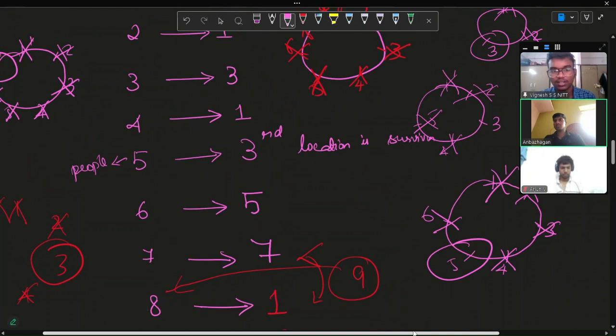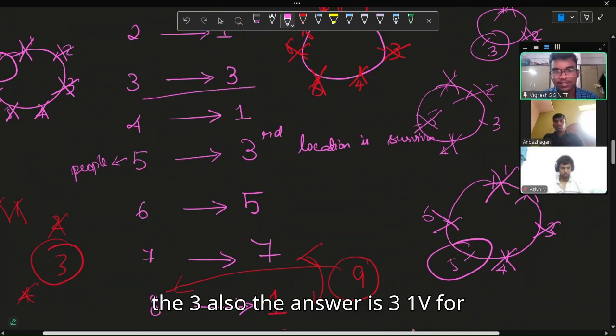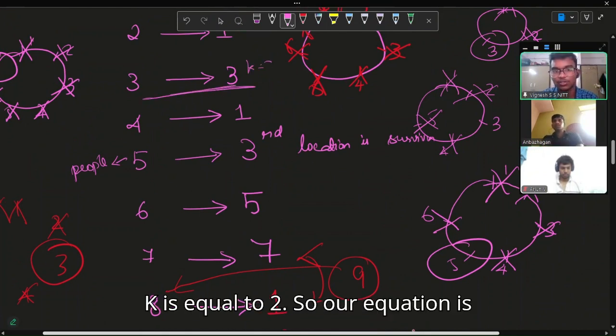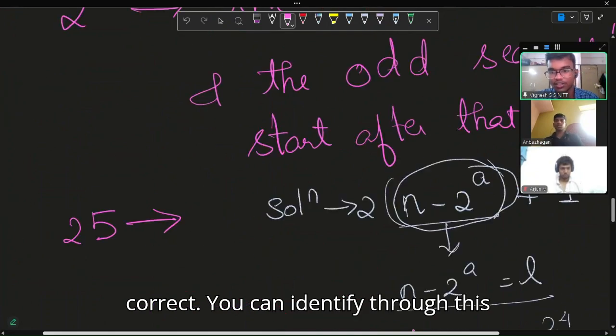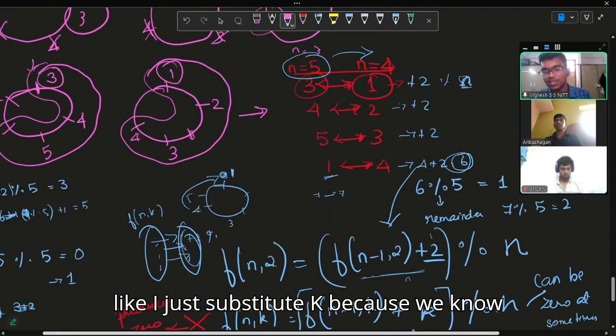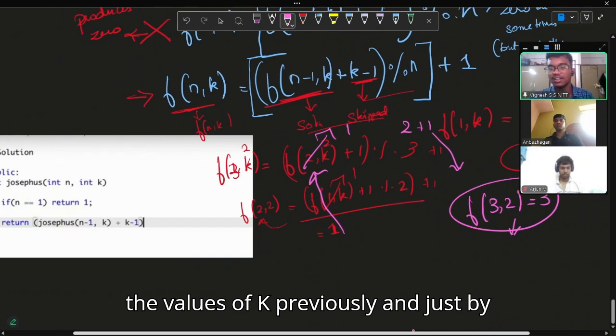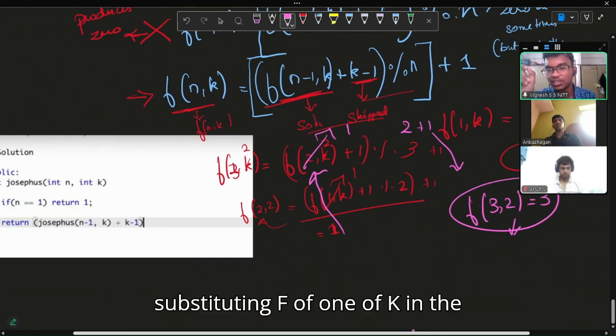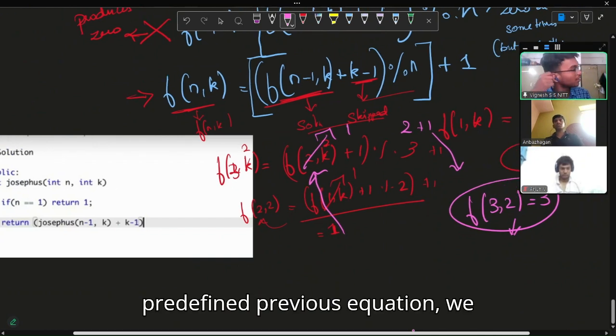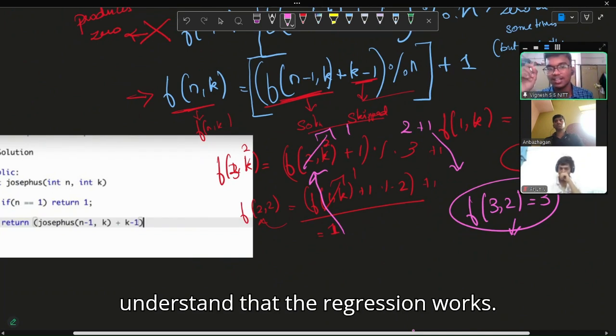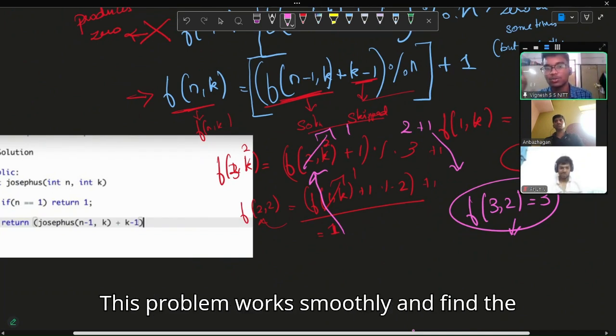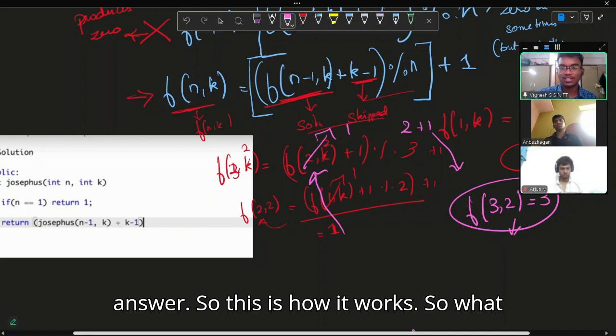If you've seen here, the answer is 3 only for k is equal to 2. So our equation is correct. You can identify it through this. I just substitute k because we know the values of k previously. And just by substituting f of n minus 1, k in the previous equation, we understand that the recursion works, this problem works smoothly and finds the answer. So this is how it works.